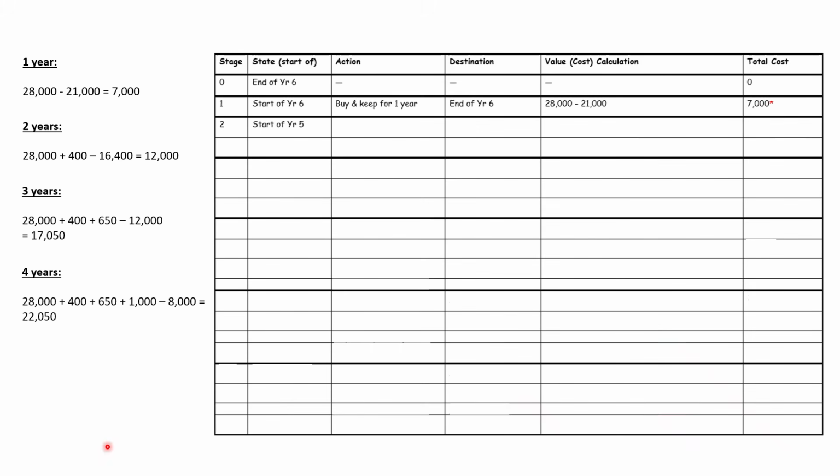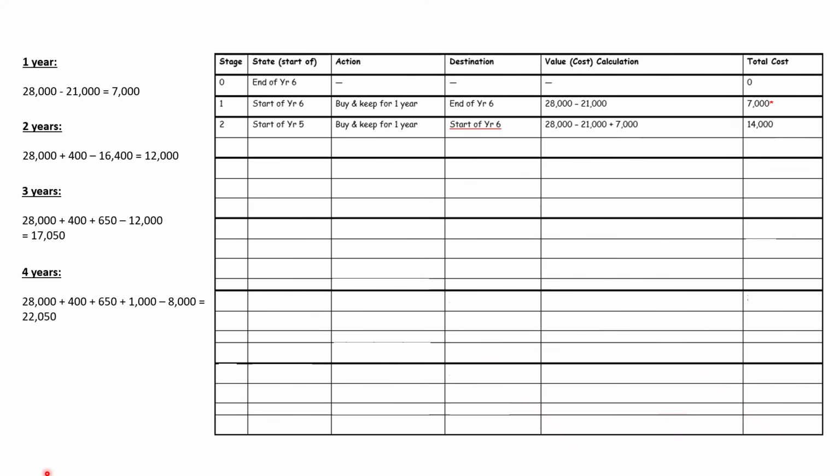So at the start of year 5, we have 2 options. Option 1 is we buy a car and keep it for 1 year, which will bring us up to the start of year 6. So now we need to think about, okay, well, the start of year 6, then if we get to there, we need to also buy this car. So at the start of year 6, if I buy and keep it for 1 year, that is our 7,000. Plus, I need to take into consideration that 7,000 as well. So I have my 28,000 minus my 21,000, which is 7,000, plus my 7,000, which is 14,000.